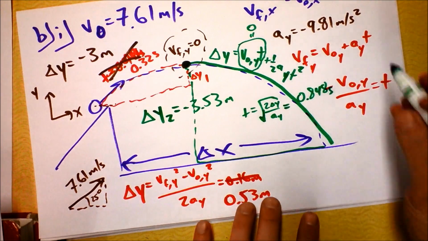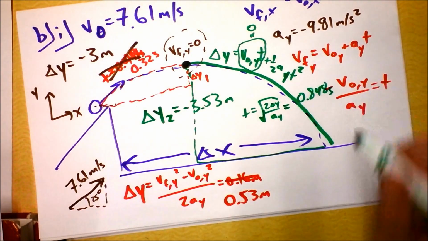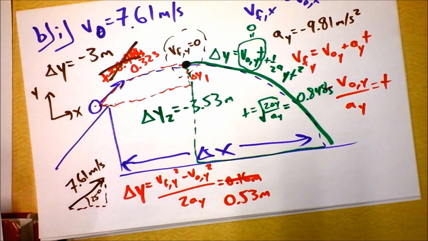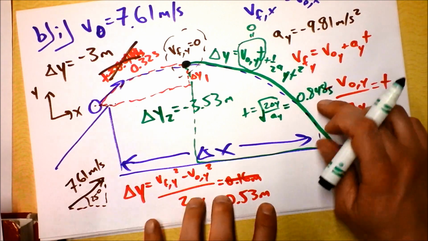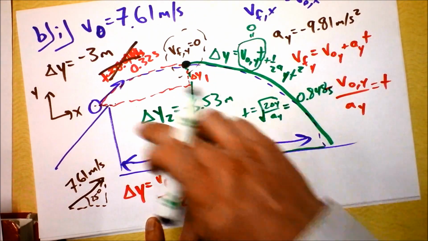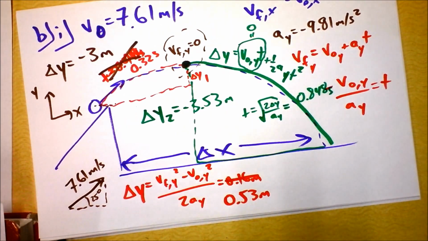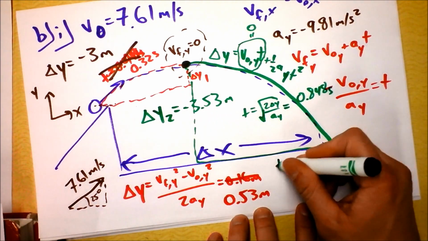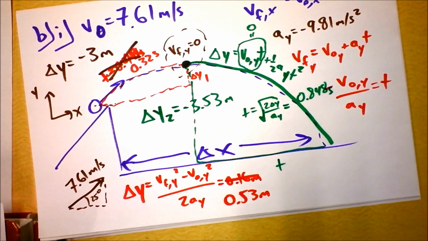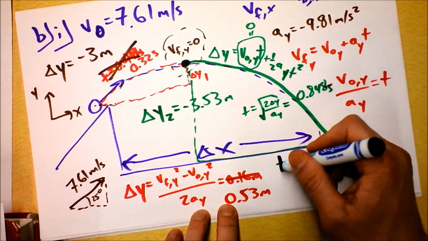So I'm going to take that time and add it to that time right there. That's the total time in the air, isn't it? That's not the total time. This is the time in the green part, and here I have the time in the red part. I need to add the red and the green together. So the total time in the air, we have to switch to blue.